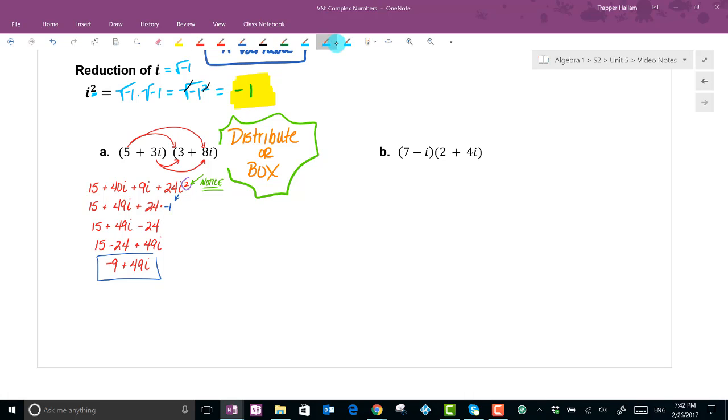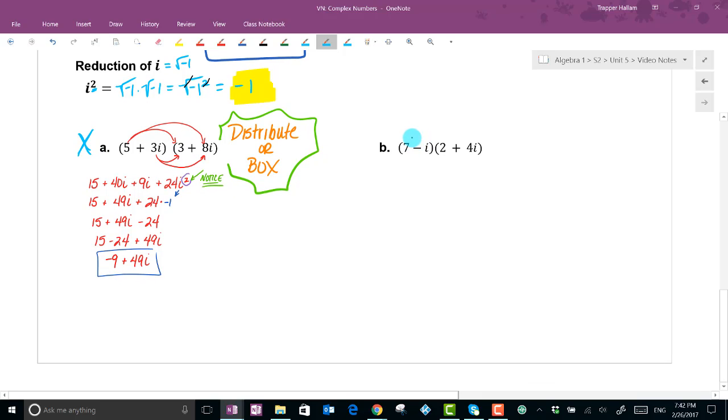All right, so now that we know that, let's look at complex numbers and multiplication. Okay, so we just did addition and subtraction. Now we're going to do multiplication. So our rules apply. I don't like to use the term FOIL. Maybe you want to use a box, but I like to say the distributive property. So I'm going to take 7. I'm going to multiply it to both of these terms. So 7 times 2 is 14, and 7 times 4i is plus 28i.